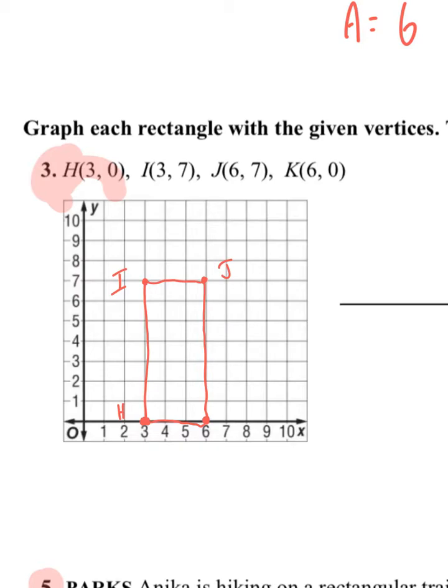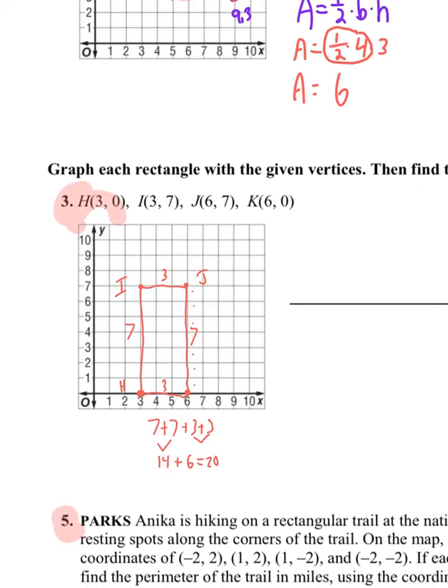And now we need to find the perimeter. So this top is 3 units. That means the bottom is 3 units. On the left, we've got 1, 2, 3, 4, 5, 6, 7 units high. So both sides are 7 units high. So if we add those up, we get 7 plus 7 plus 3 plus 3. 7 and 7 is 14. 3 and 3 is 6. And 14 plus 6 equals 20. So our perimeter equals 20 units. Not square units, because only area is square units. All right, so we're done with 3.